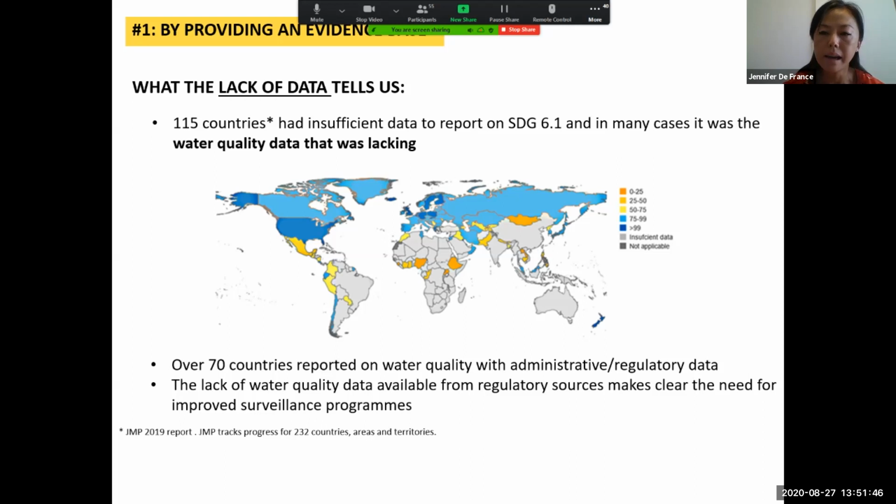Just to highlight that the UN-Water GLAAS report that WHO leads highlights that it's not just about conducting the testing. There are a lot of issues with collating and reporting the data. So it's that whole aspect of surveillance, from the testing to collating and disseminating those results.